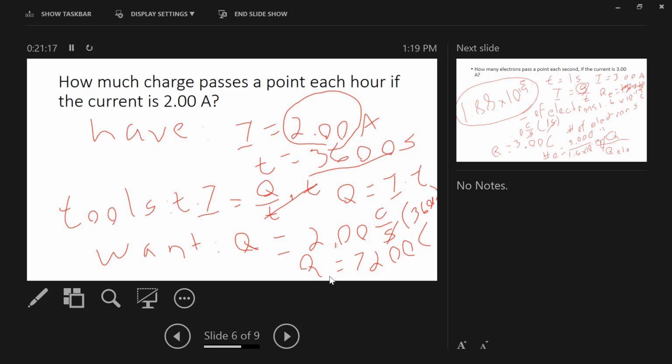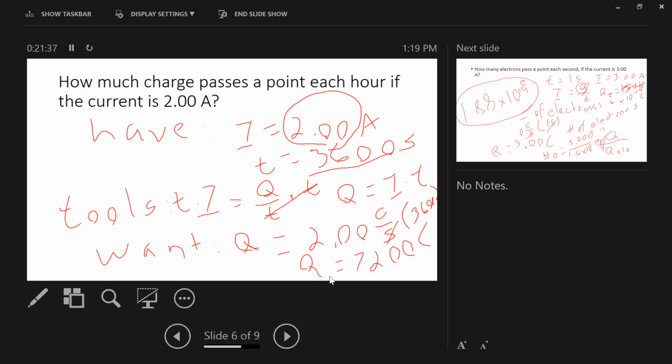All right, so the next one. How much charge passes a point each hour if the current is 2 amps? If the current is 2 amps. How much charge passes a point each hour if the current is 2 amps?